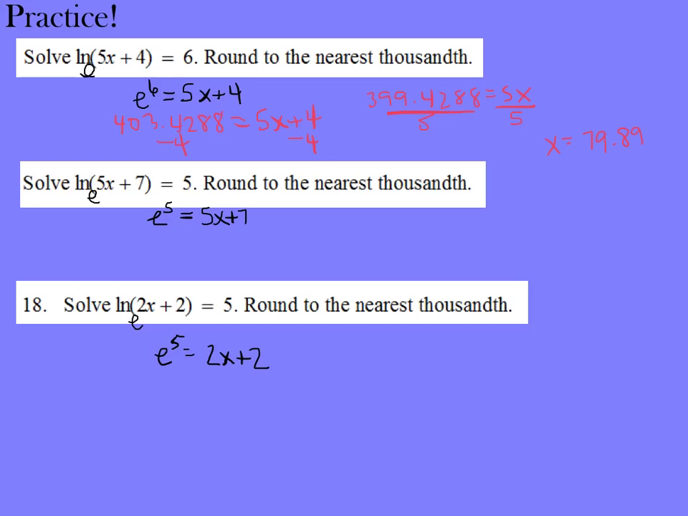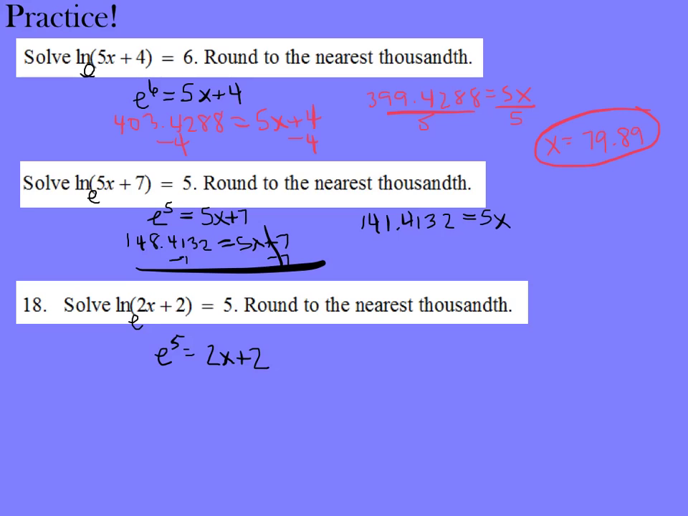So let's go ahead and do the next one. e to the 5th is equal to 148.4132 equals 5x plus 7. I'm going to subtract 7 from both sides, which gives me 141.4132 equals 5x. I'm going to divide by 5, which gets x by itself, so x equals 28.28.